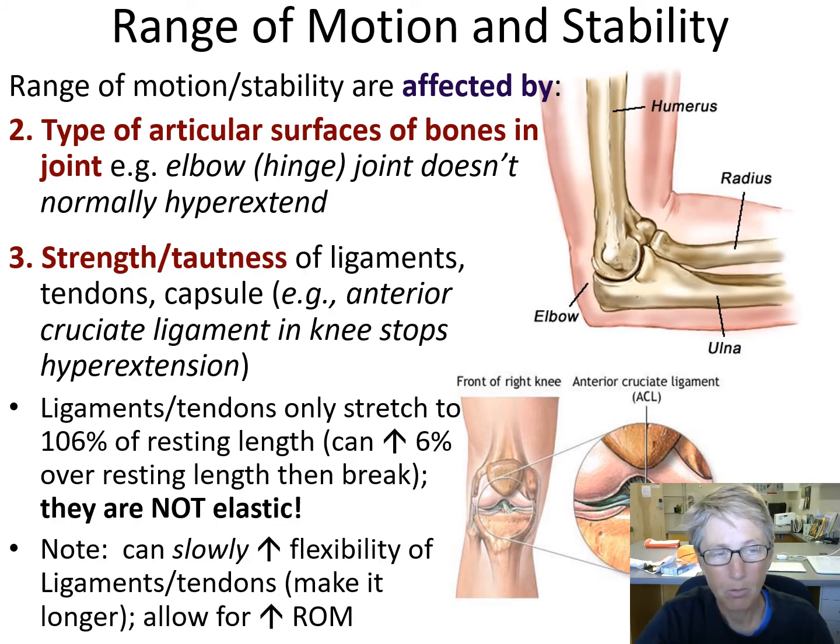The third thing that affects the range of motion and stability is the strength or the tautness. Tautness is kind of like tightness of ligaments. You probably know people that are really tight and they have less of a range of motion than a person who is not so tight. So the strength and tautness of ligaments, tendons, and the capsule that surrounds your joints can affect the range of motion and stability.